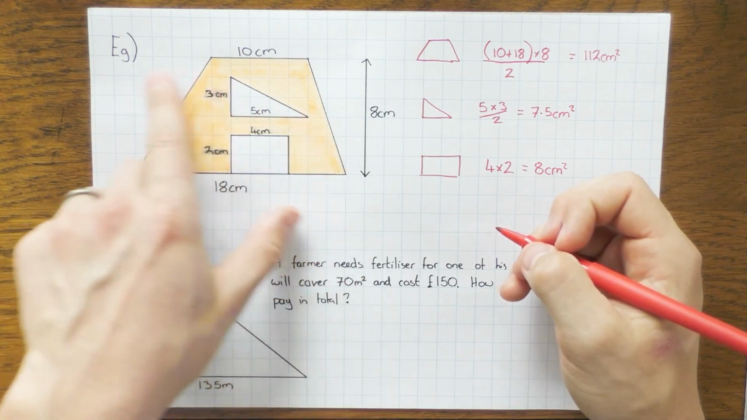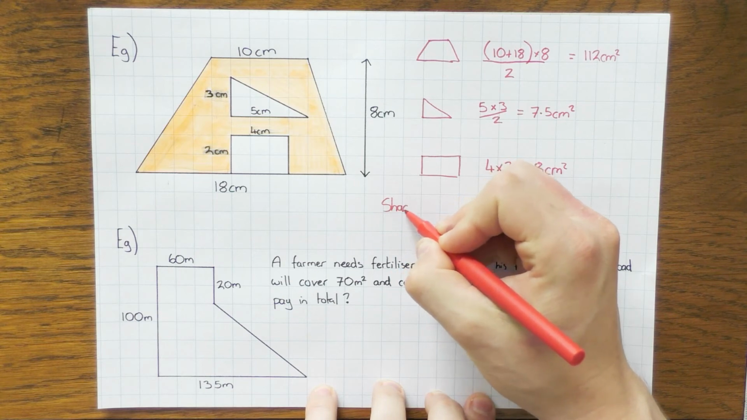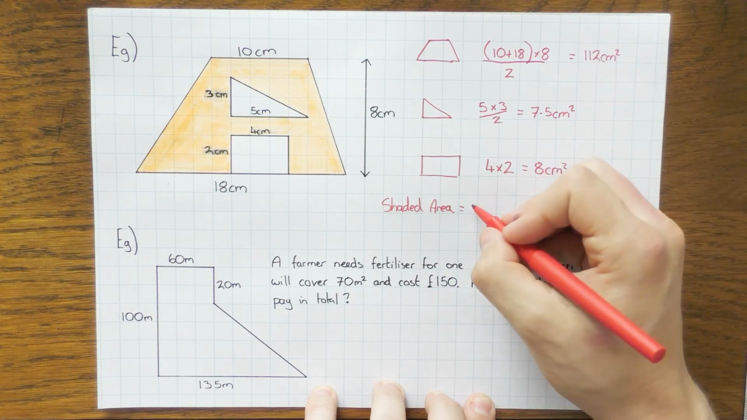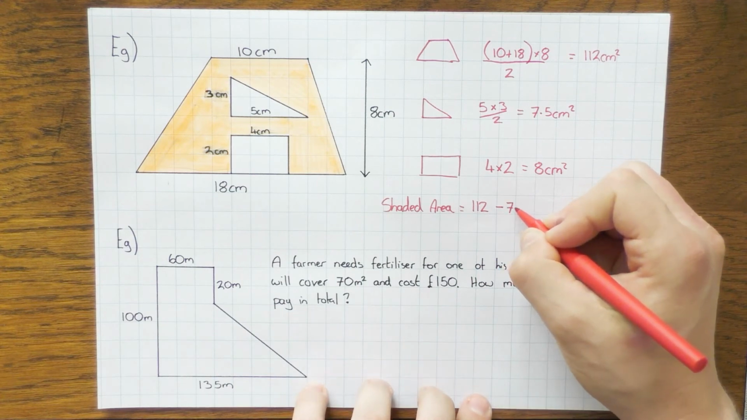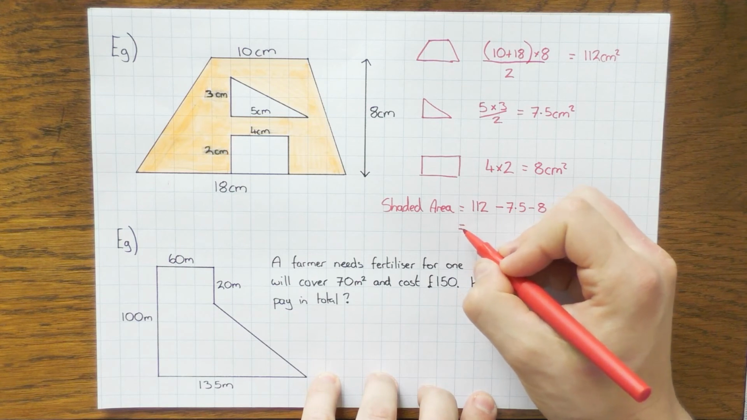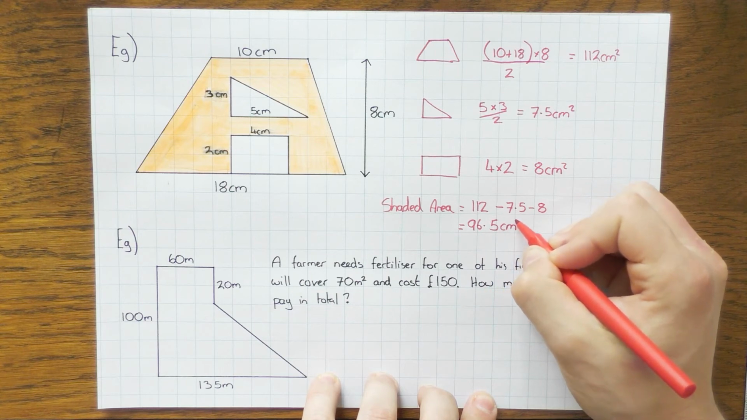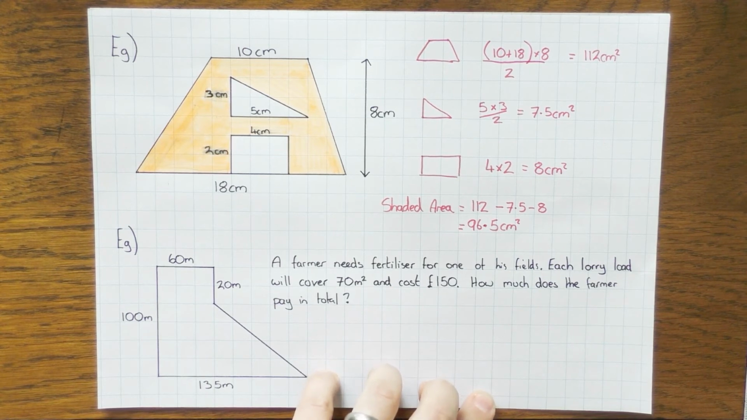So what is the area of the shaded area? Let's just write that down. So the shaded area is going to be the total area, which we worked out to be 112. Take away the area of the triangle, so take away the 7.5. Take away the area of the rectangle, so take away the 8. And that's going to leave us with 96.5 centimetres squared. Okay, and it's as simple as that. All shaded type questions are always the same. Work out the total, complete area, and then start taking what's missing away.